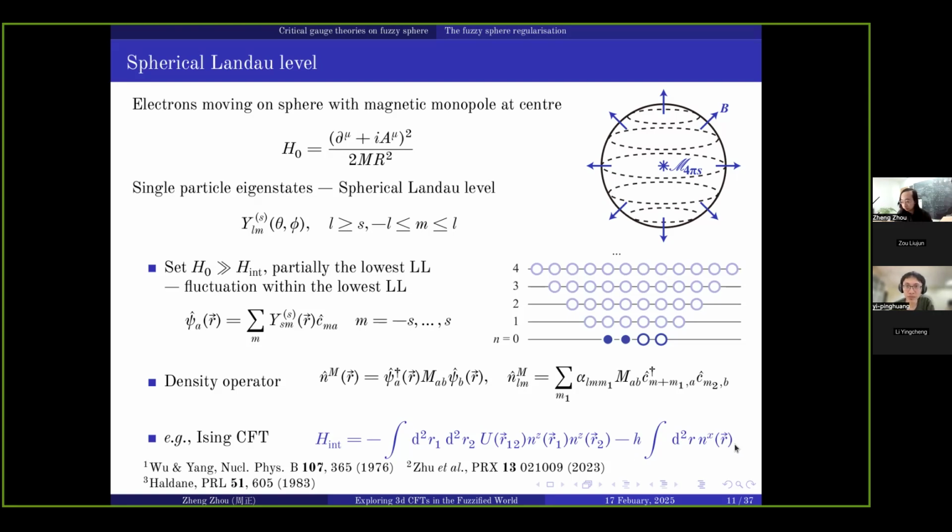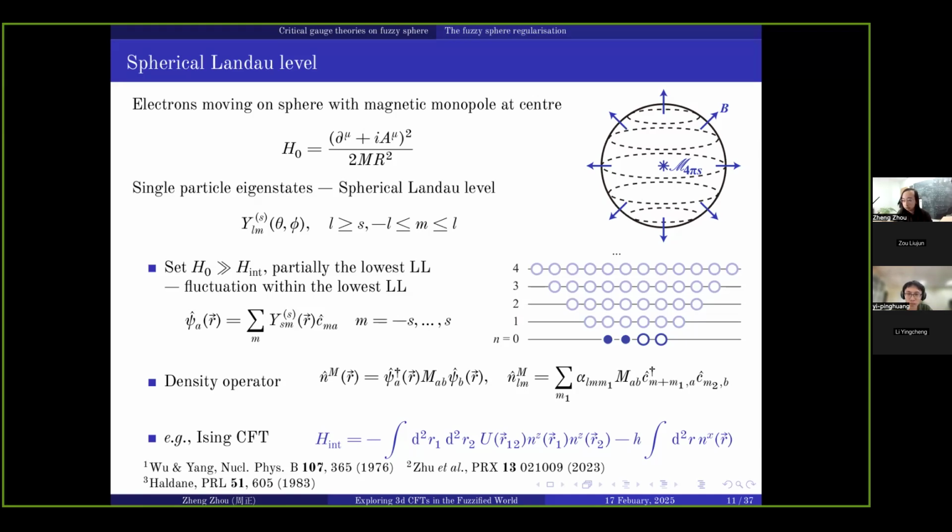Hi, excuse me. I also have a question. So how can we determine this density operator for generic CFT? Is there a method? This density operator is a construction in the microscopic model.